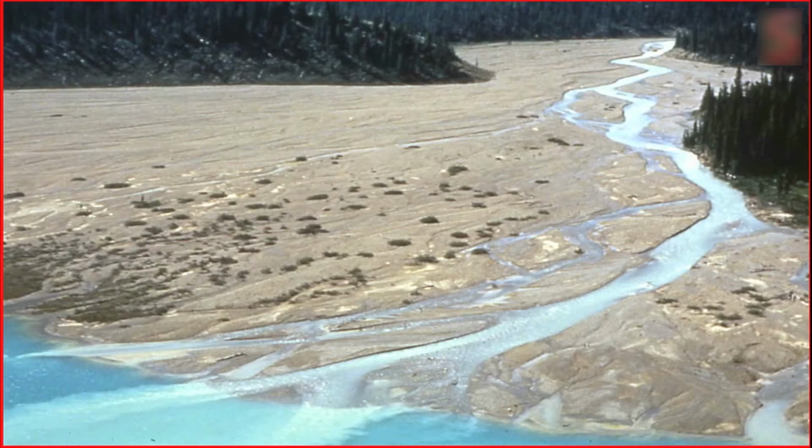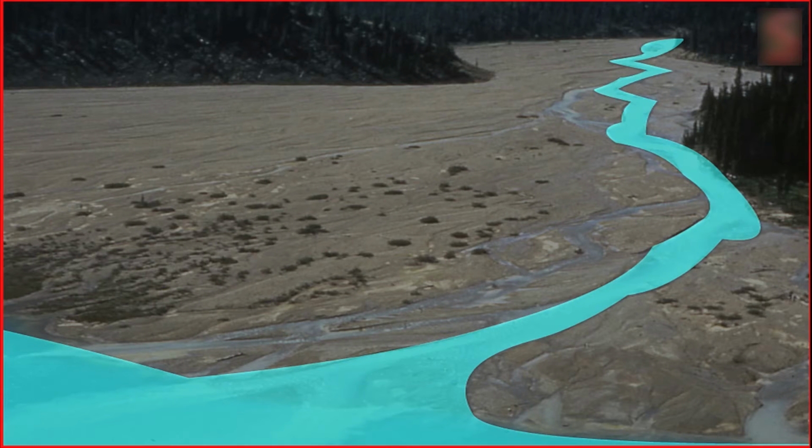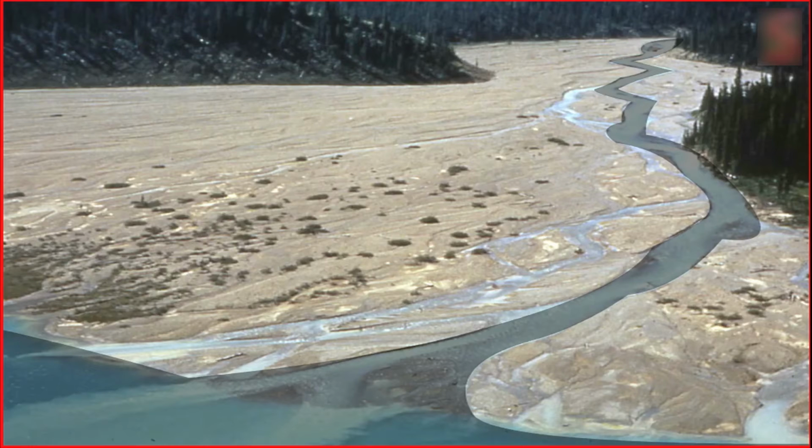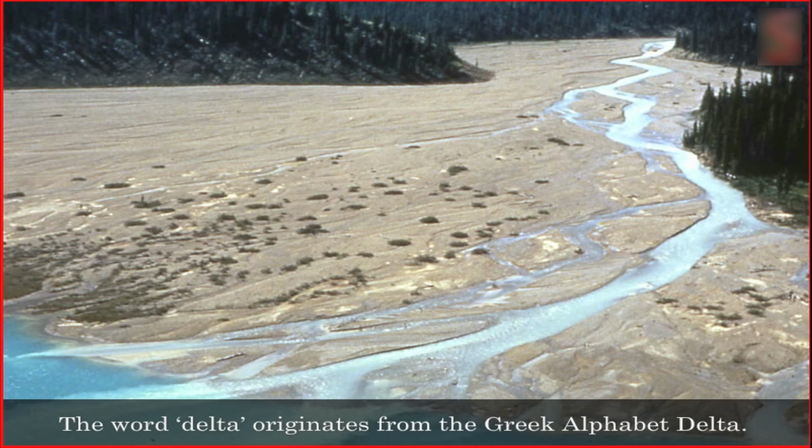Once the rivers reach the sea, the fine material that has not been deposited gets dropped at the mouth of the sea, which forms a delta. The word delta originates from the Greek alphabet delta.